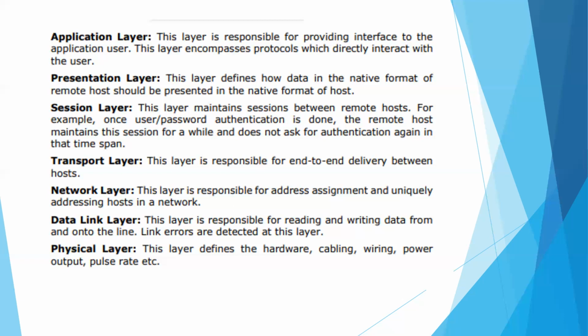Transport layer. This layer is responsible for end-to-end delivery between hosts. Network layer. This layer is responsible for address assignment and uniquely addressing hosts in a network. Data link layer. This layer is responsible for reading and writing data from and onto the line. Link errors are detected at this layer. And finally, physical layer. This layer defines the hardware, cabling, wiring, power output, pulse rate, etc.